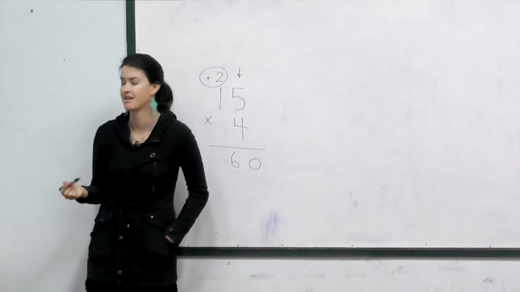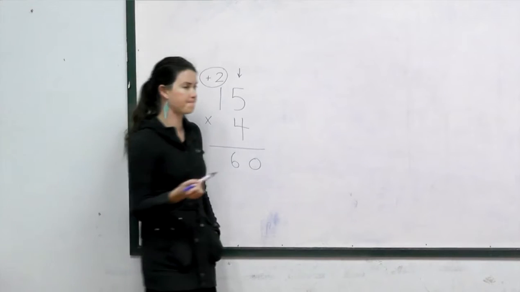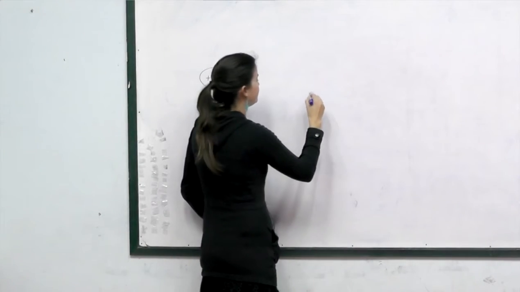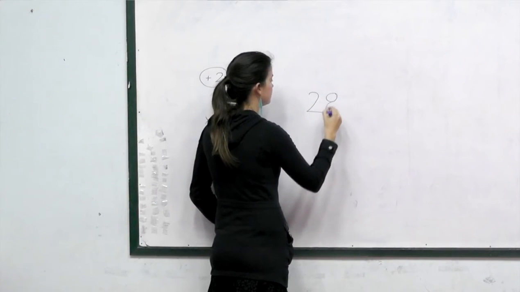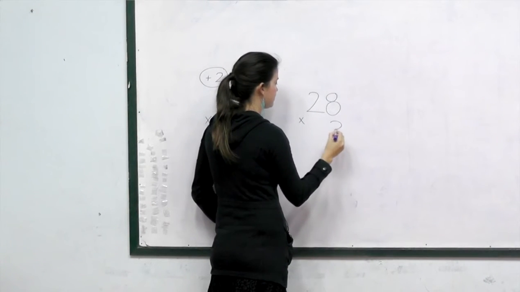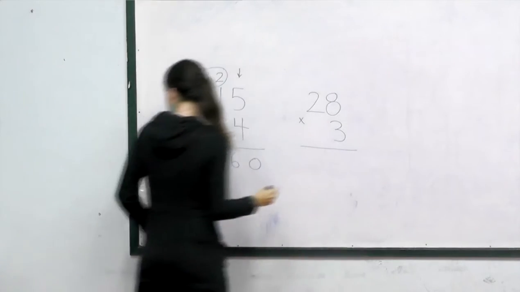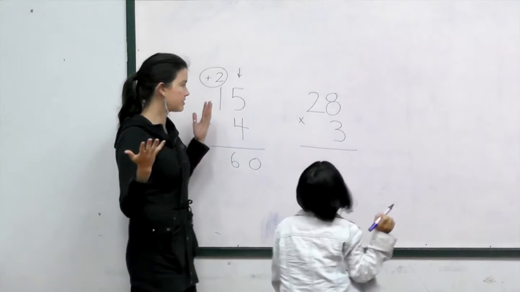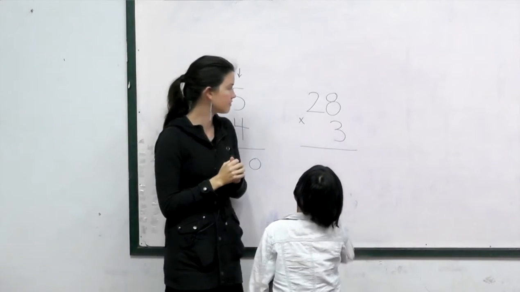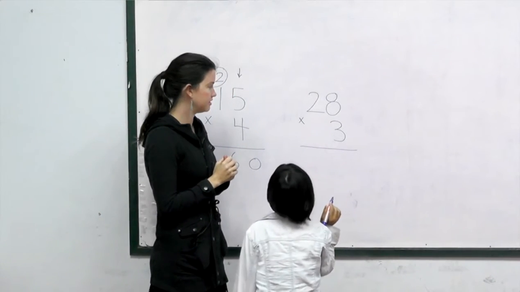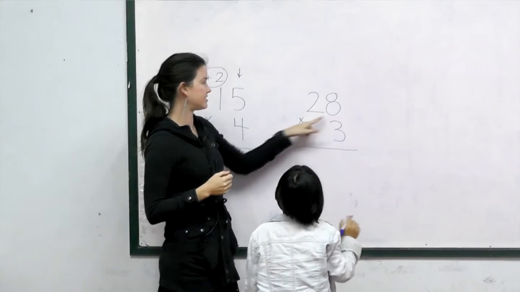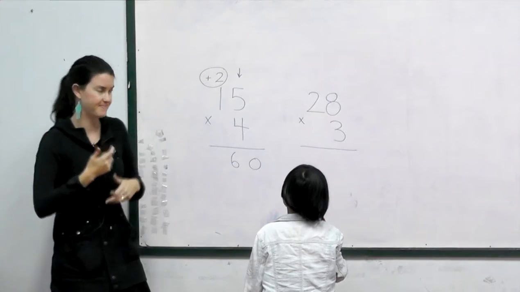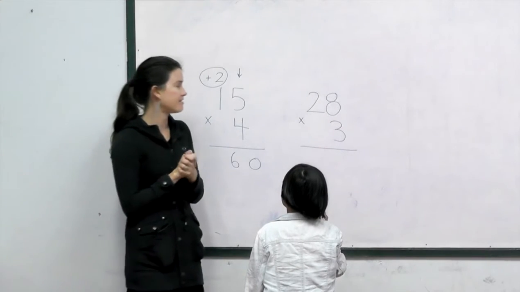Very nice work. Okay, who wants to come help me out? You can do it. Come on. We're going to do 28 times 3. Do you want to use blue or a new color? Blue? Okay, where do we start? 8 times 3 or 3 times 8. It's the same answer, right?